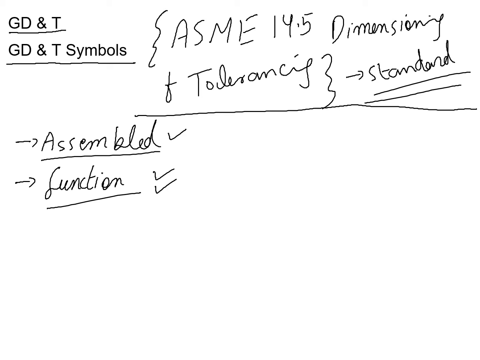That standard is ASME 14.5, the American Society of Mechanical Engineers dimensioning and tolerancing standard, and the slang term used for it is GD&T. It is also known as the geometric dimensioning and tolerancing system, but the real name is ASME 14.5, dimensioning and tolerancing. We also talked about general tolerancing.